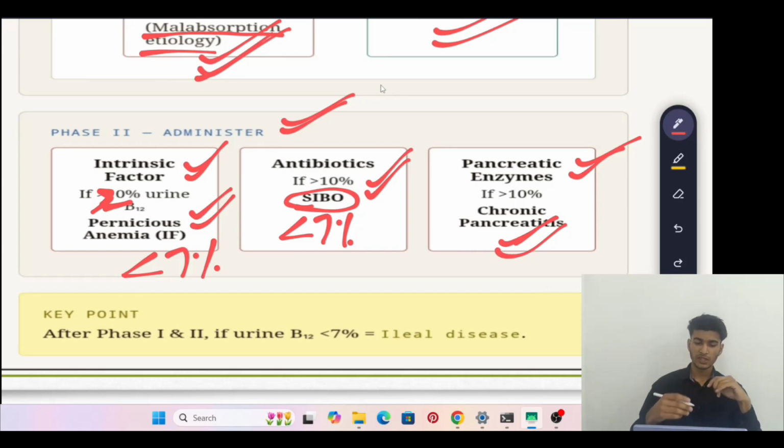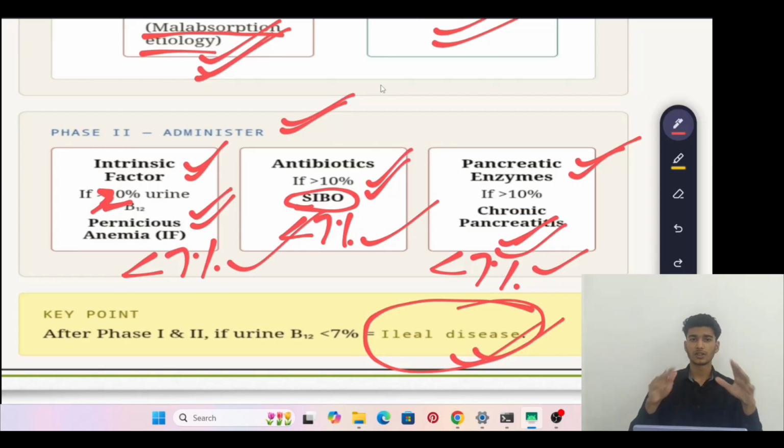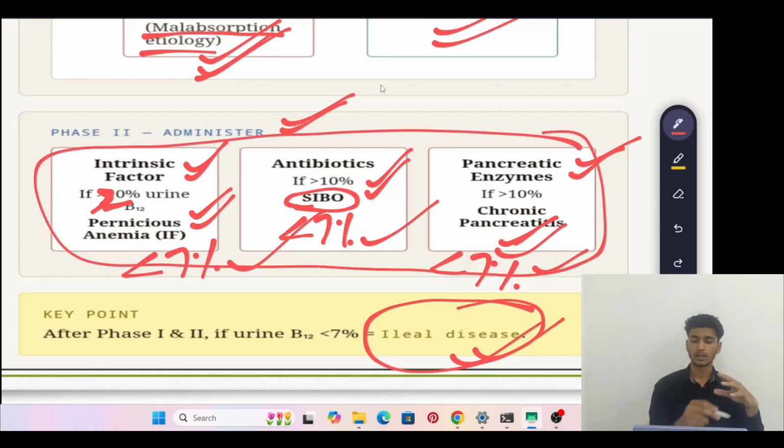And if in these three tests you find that the percentage is normal, you should finally say that the person is suffering from celiac disease. If the patient is suffering from celiac disease, these three tests will be normal, and you will get to know that the person has celiac disease.